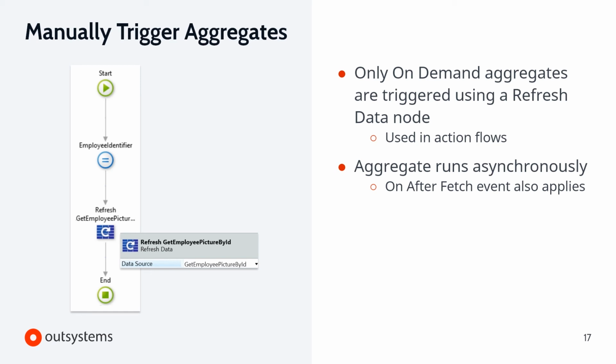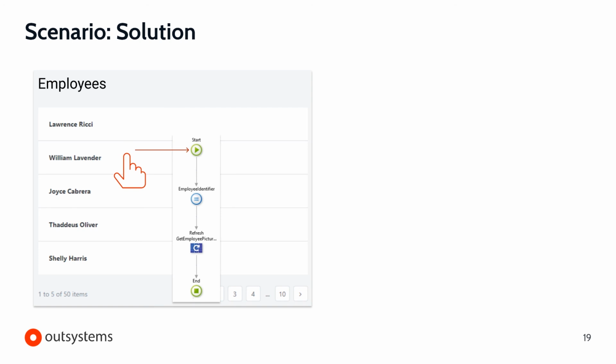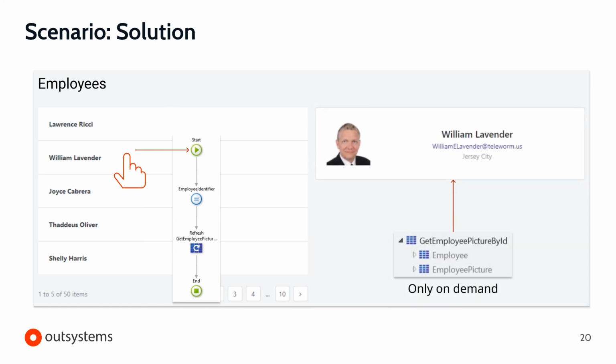Basically, the main difference is when the aggregate runs. Other than that, the behavior is exactly the same. Going back to our scenario, at start, the getEmployees aggregate would be running to fetch all the employee names for display on the list. When an employee's name is selected, an action triggers the second aggregate with the refresh data. When the data is fetched, the right side of the screen shows the employee info. For this, the aggregate would need to have its fetch property set to only on demand.